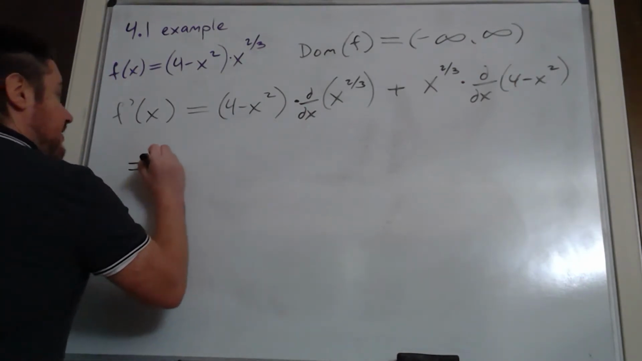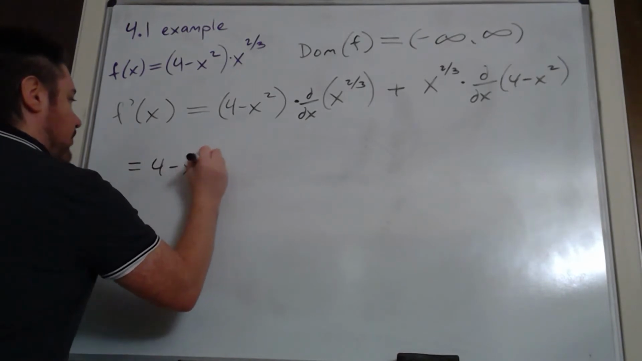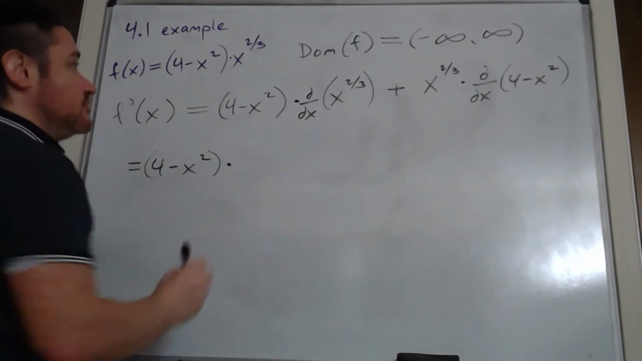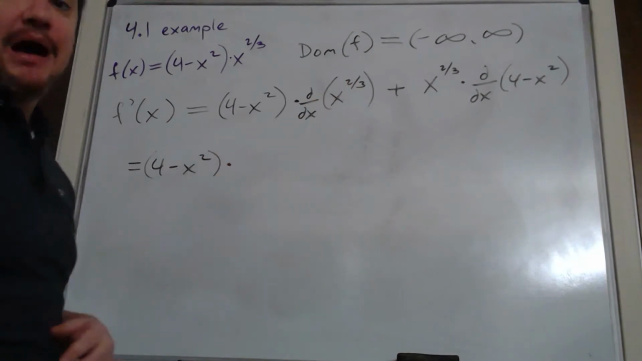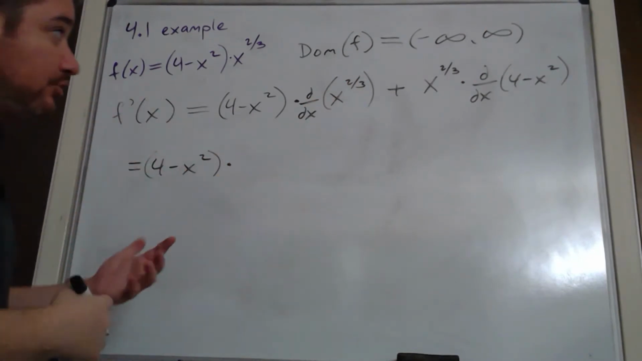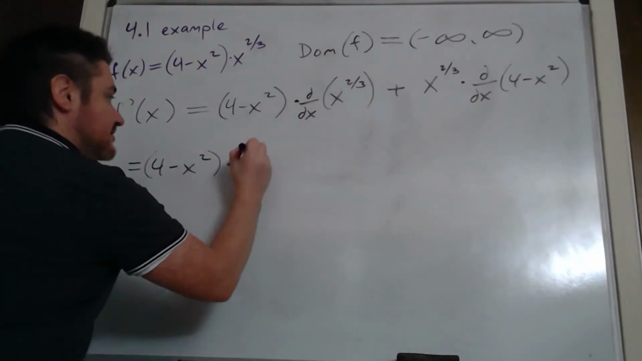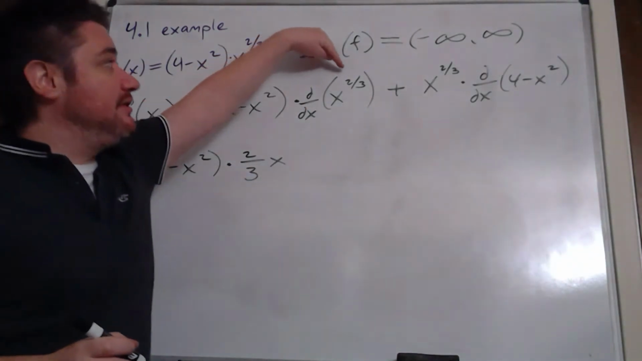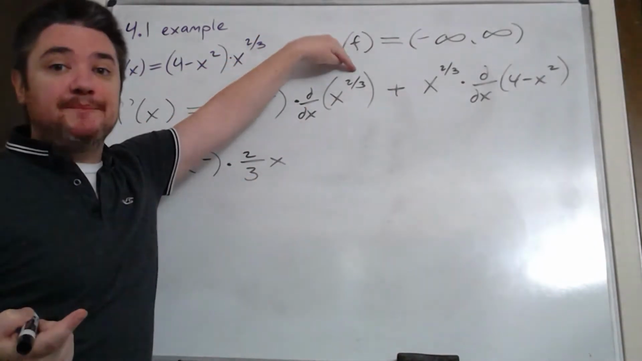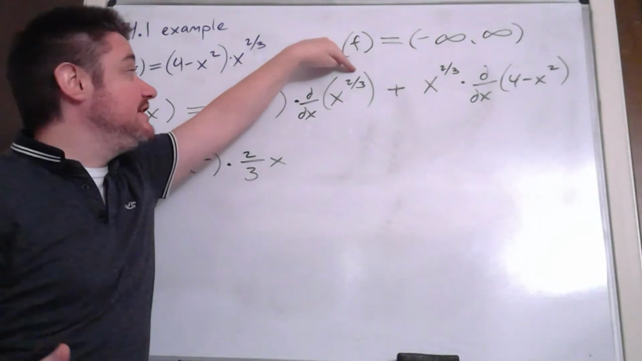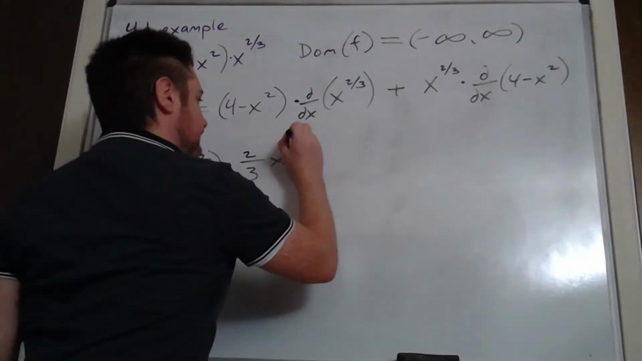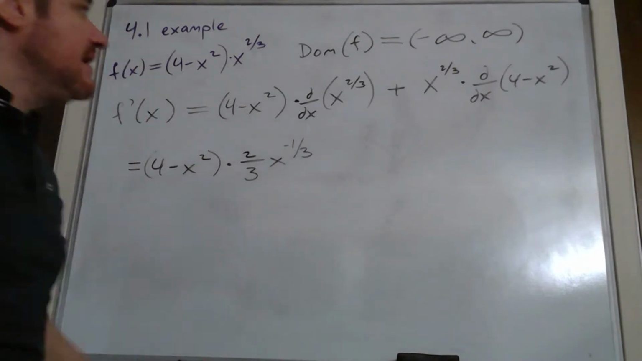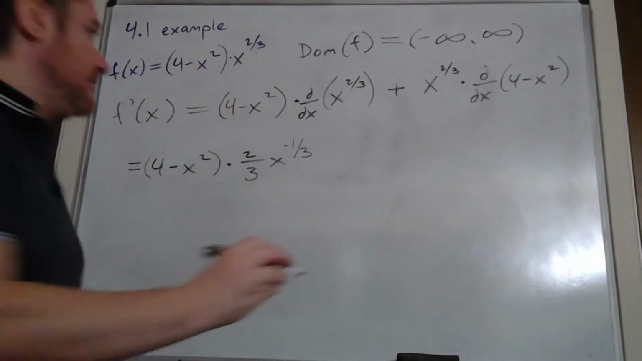So what we're looking at here is 4 minus x squared times the derivative of x to the 2/3 power. I'm going to use my power rule here, so 2/3 is going to come down as a coefficient. We're going to get 2/3 x raised to the 2/3 minus 1. 2/3 minus 3/3 is going to give us a negative 1/3. I'll clean that up momentarily, but let's finish our process.